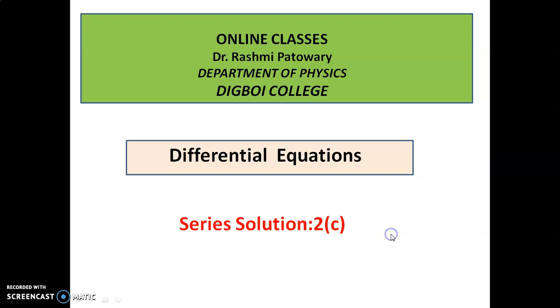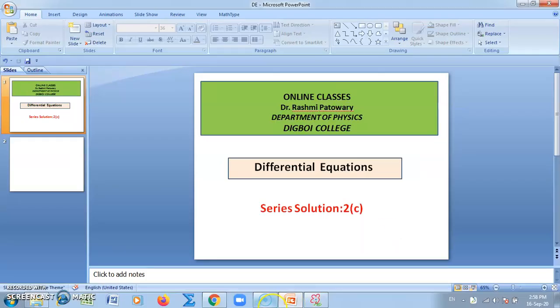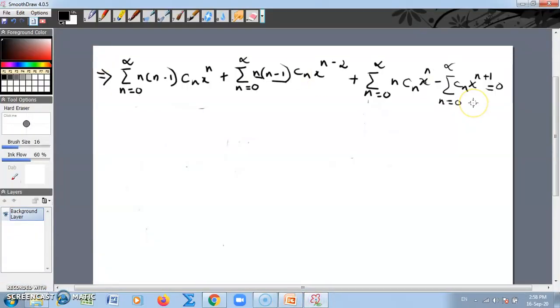We had been somewhere here like this, and we were trying to understand why this summation, which here starts from 0 to infinity, can also be written as starting from 2 to infinity, and the same for this one, and for this one it should start from 1 to infinity. So carrying on with this, we can write it like this.